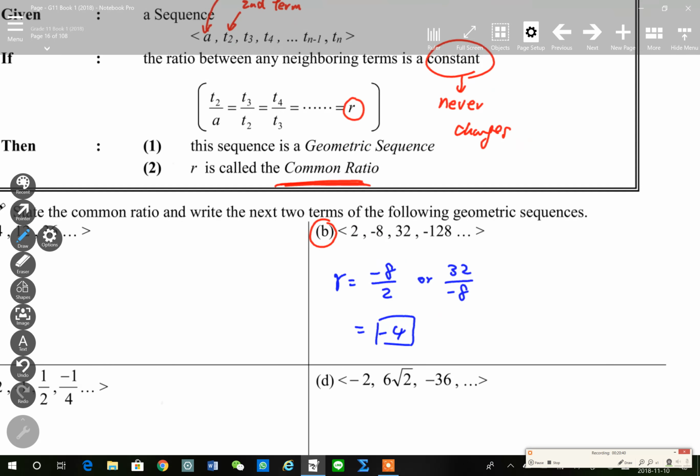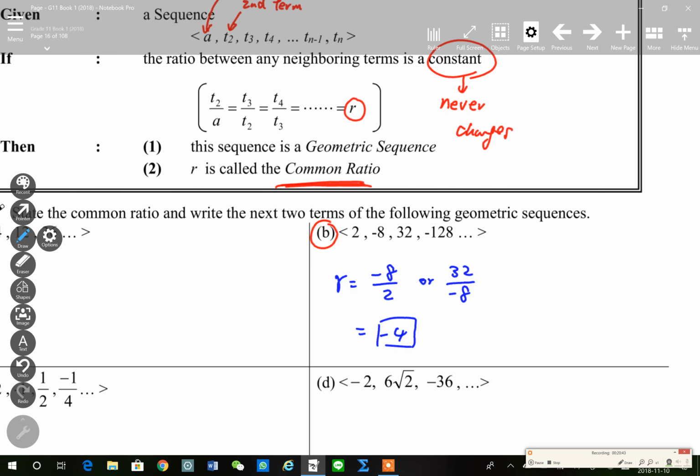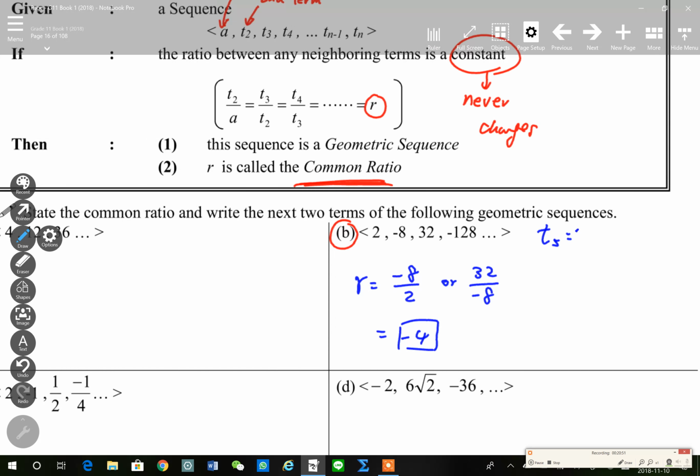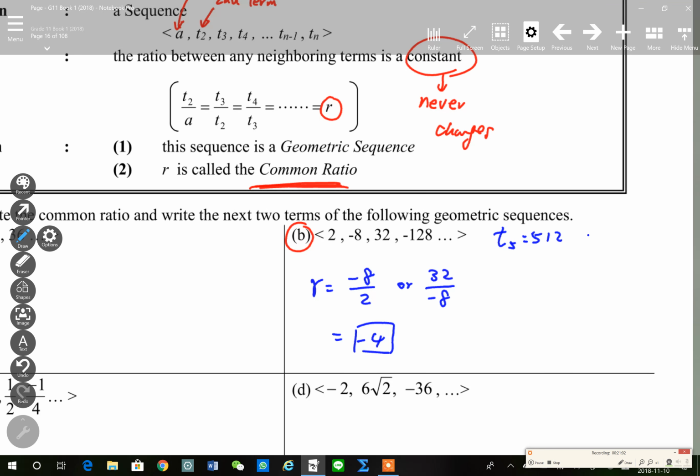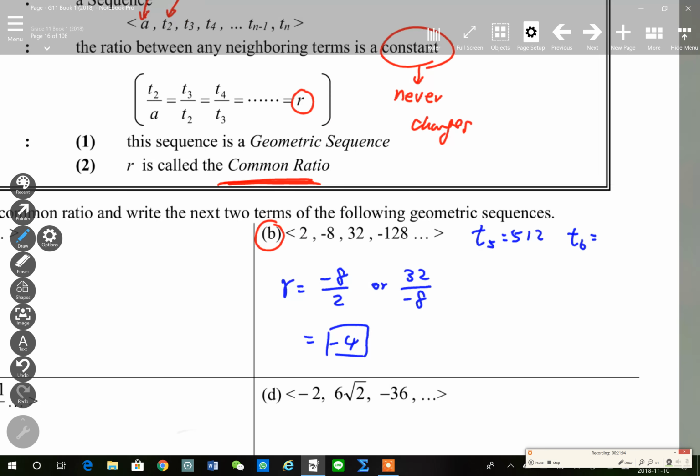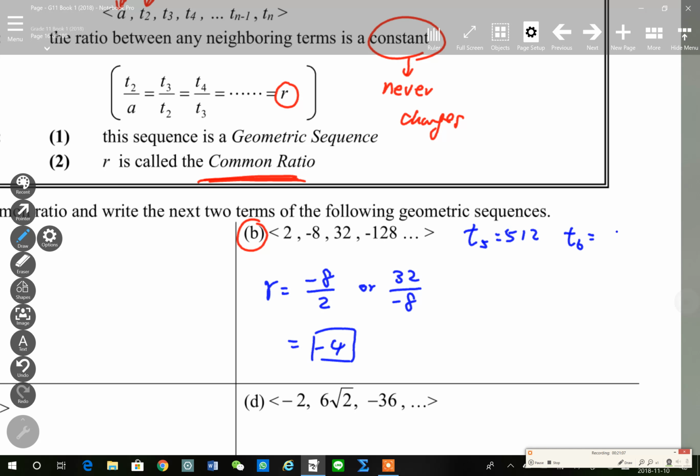So if I know the ratio is -4, then I can figure out the next term. What's the next one? T what? T5 is 512, is it? Are you sure? Oh, yeah. Okay. T6, let's get one more. 2048. Negative. Make sense? You just times -4 each time.